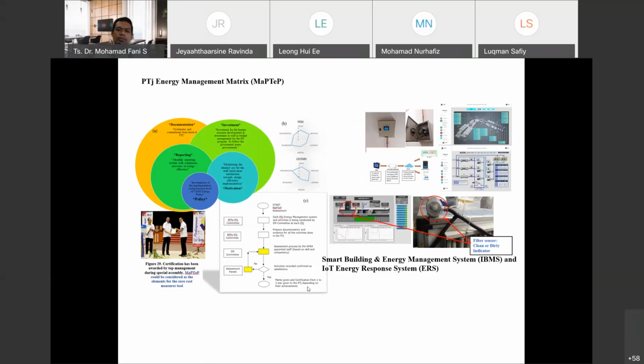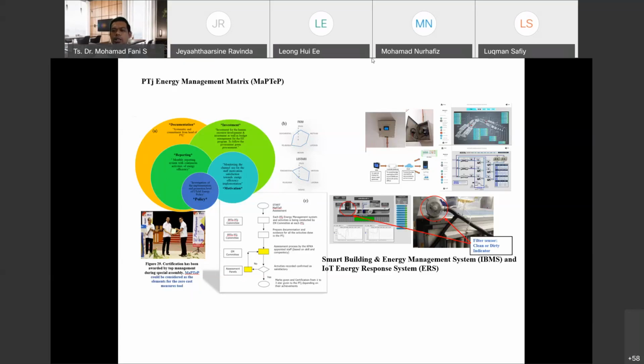We have a MARK TAPE metric for the energy management in every office or building in UTM. We measure on documentation, investment, policy, reporting, motivation, and all the categories must be implemented by the faculty or the office within UTM. So we measure the performance of every single building, and we present it during our staff assembly.